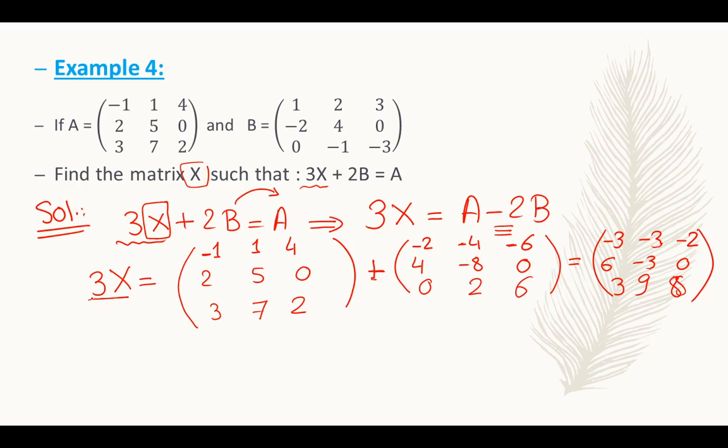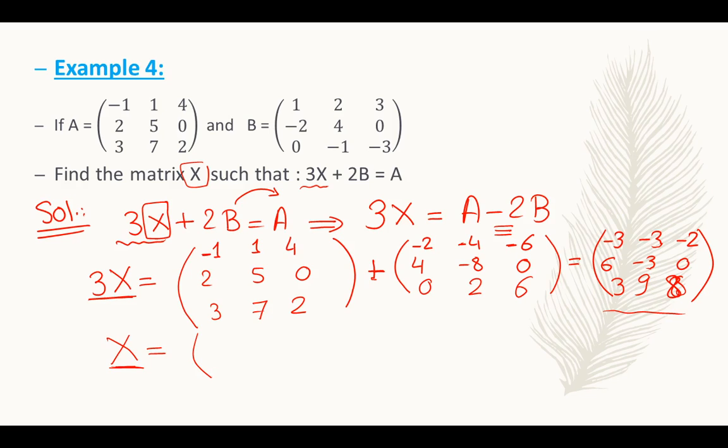Now we have 3 multiplied by the matrix X equals this matrix. But here we want to find the value of the matrix X. So now we have 3 multiplied by the matrix X equals negative 3, negative 3 and negative 2. To find the value of X, we have to divide all the elements of this matrix by 3.